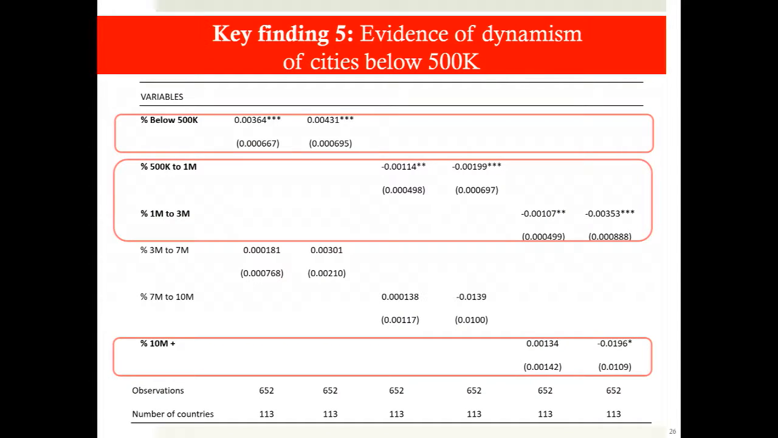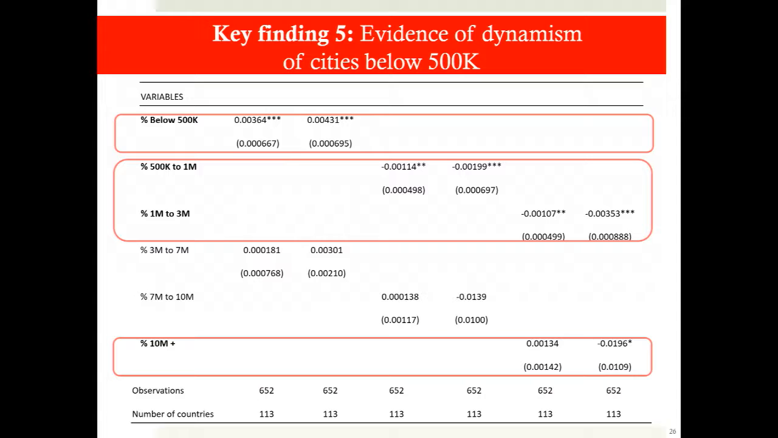And then the final finding is about city size categories. And here, the results are very similar for the developed and the developing countries for the first time. We have a series of categories and how they contribute to national economic growth. Below 500,000, from 500,000 to 1 million, 1 million to 3 million, 3 million to 7 million, 7 million to 10 million, and the real megalopolis, more than 10 million.